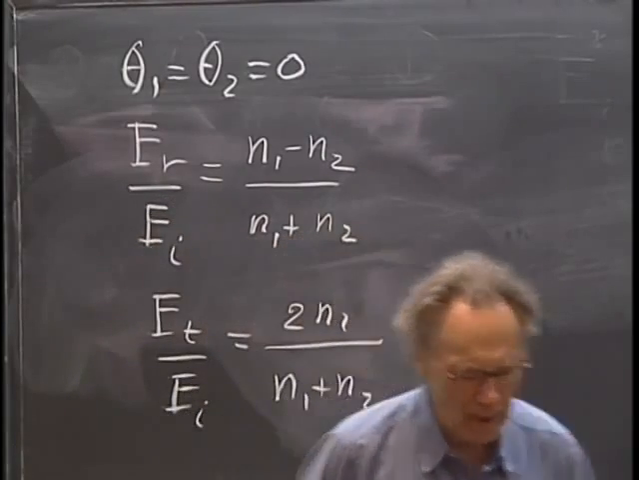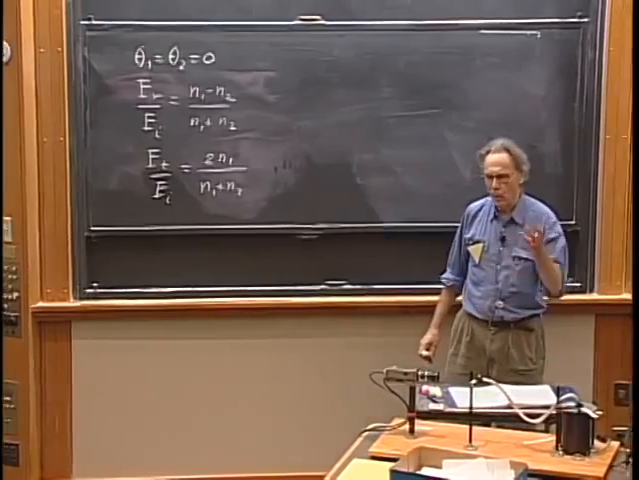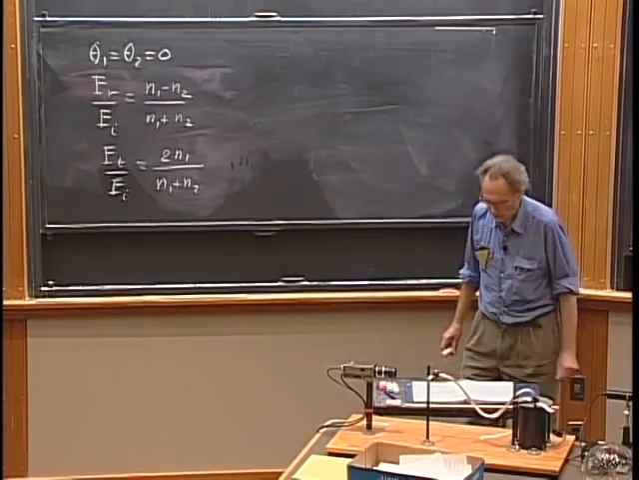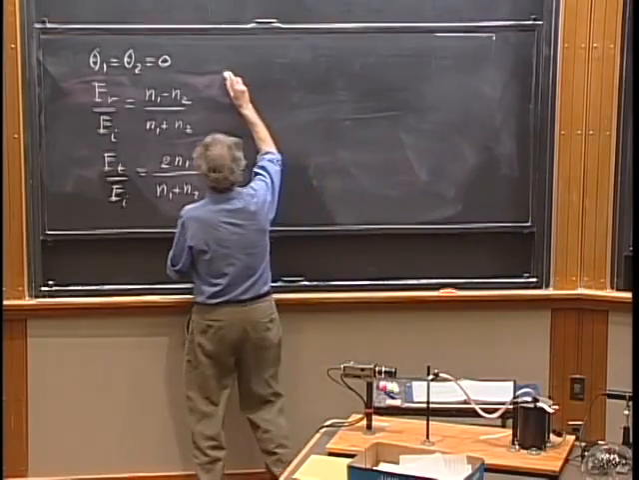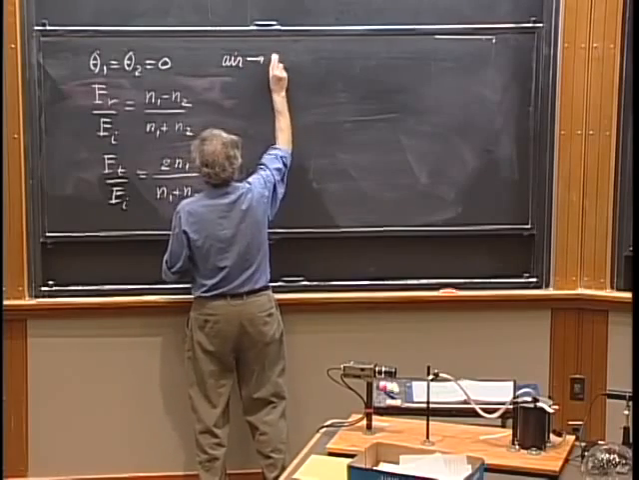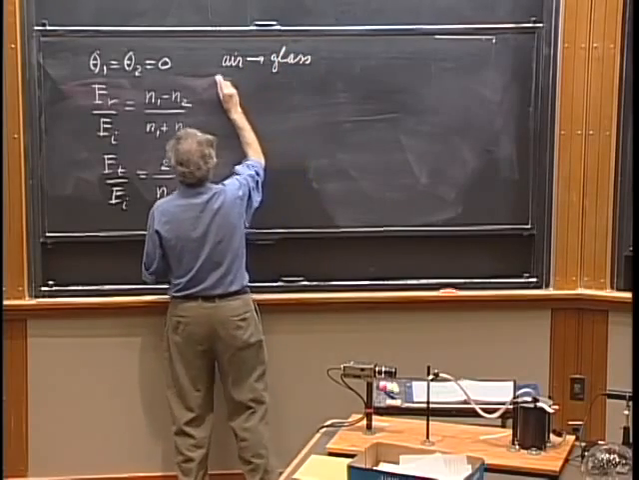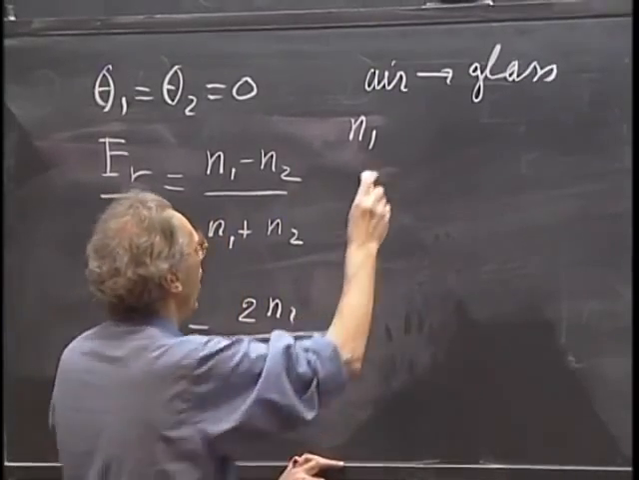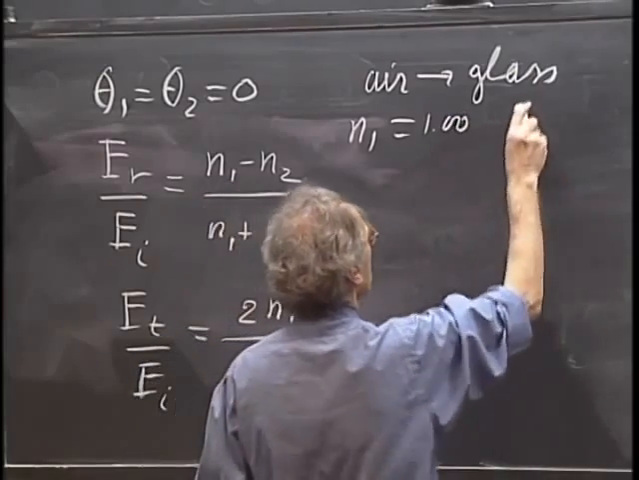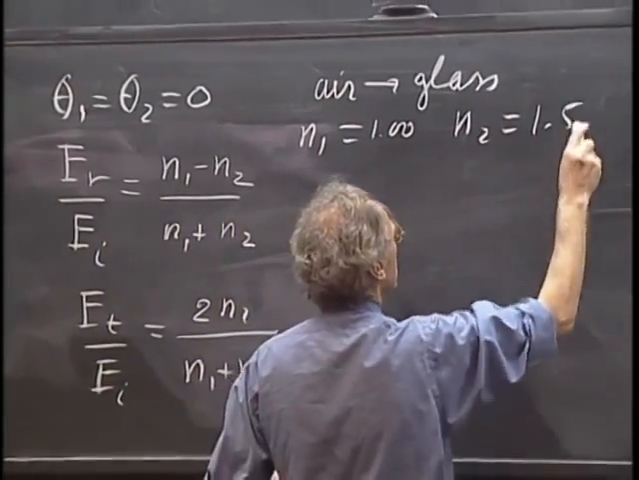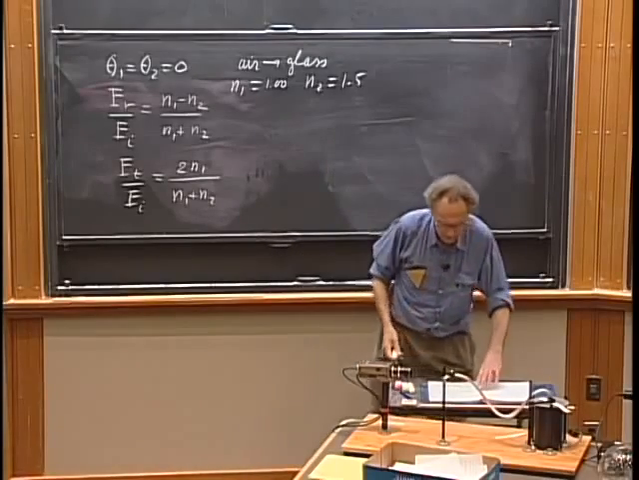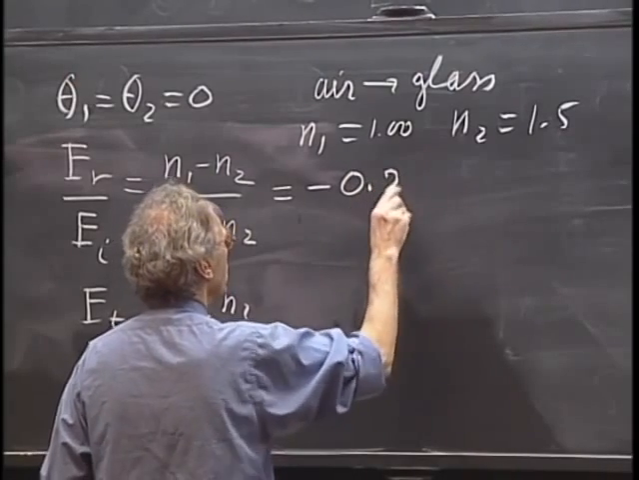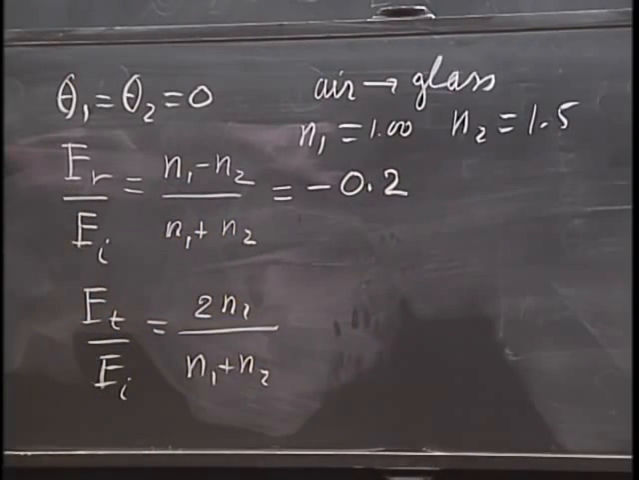And now I take a special case, which is on your page number 2, that is the transition from air to glass. That is the upper panel. So air to glass. So N1, where you are, is always N1. Never forget that. So N1 is very close to 1.00, and N2 is very close to 1.5, if we take 1.5 for glass. We find then that for this case, this is minus 0.2. What is the meaning of the minus?